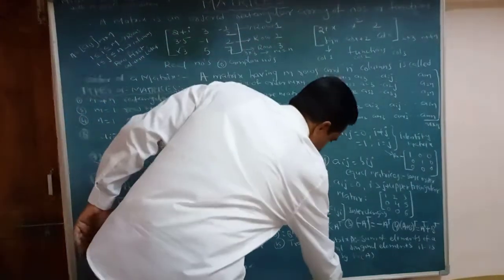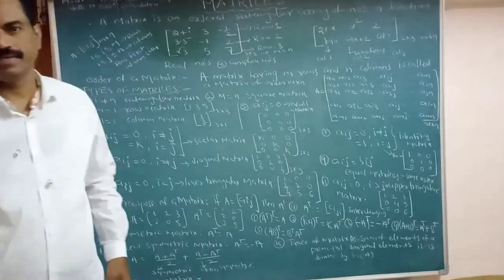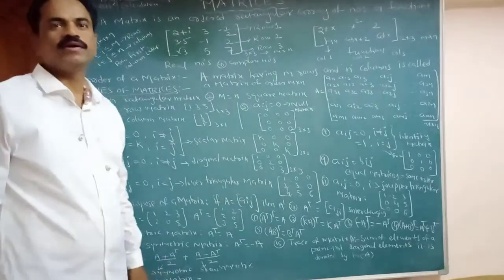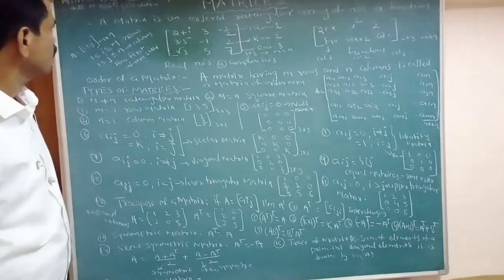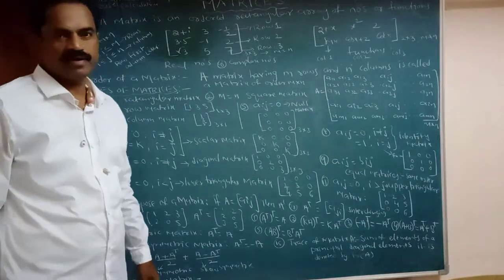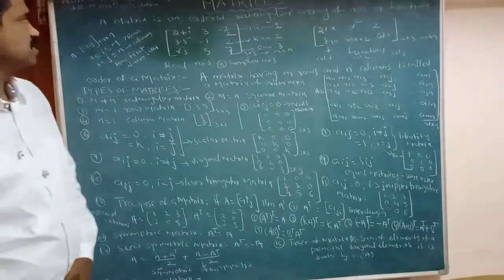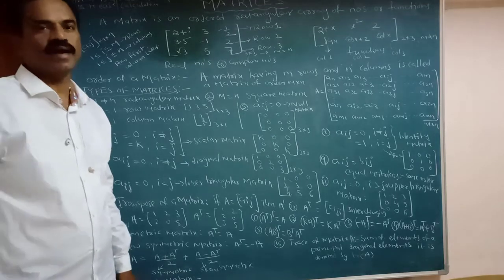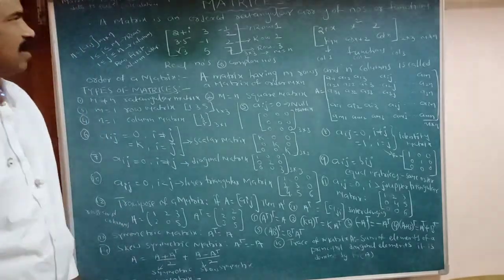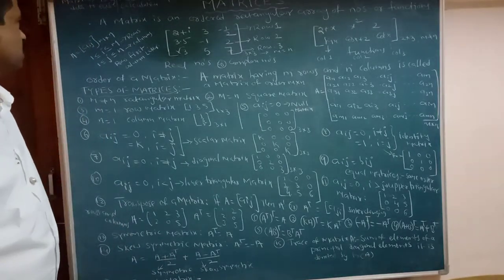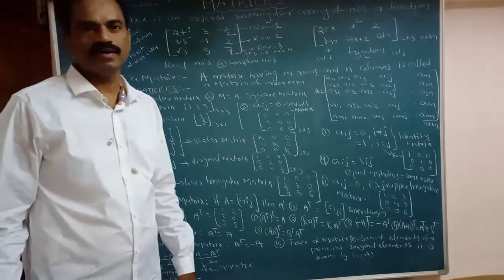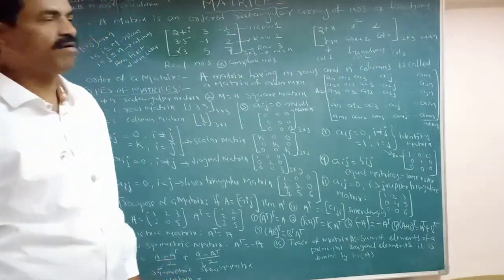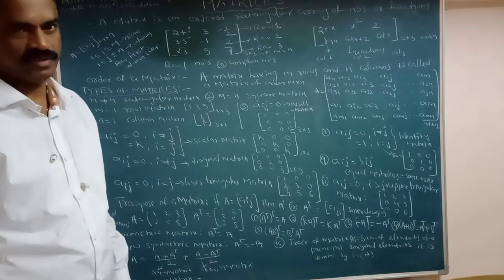Today we discuss matrices. It is easy and important. Matrices are a mode of representing data for easy calculation. The definition of a matrix is: a matrix is an ordered rectangular array of numbers or functions.